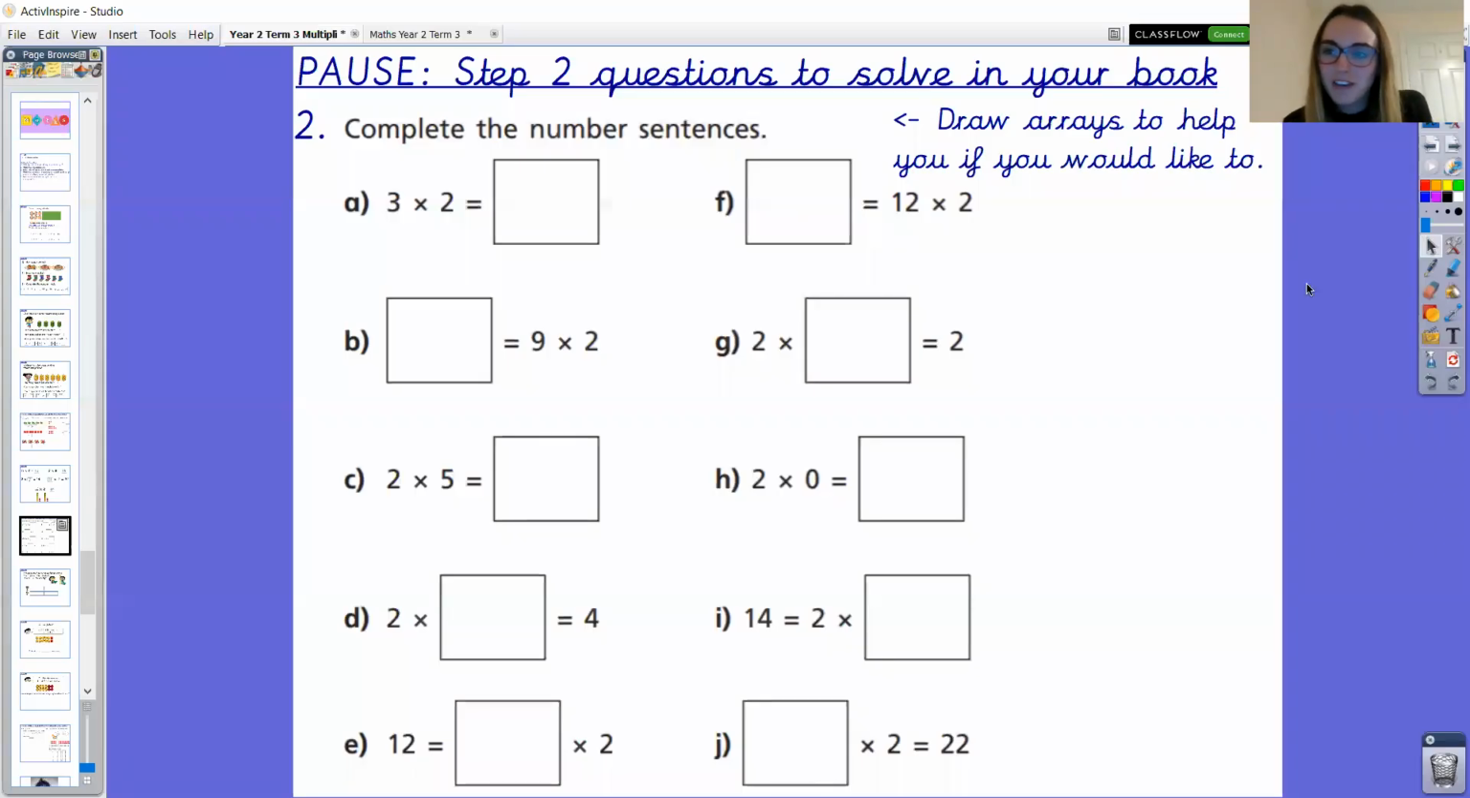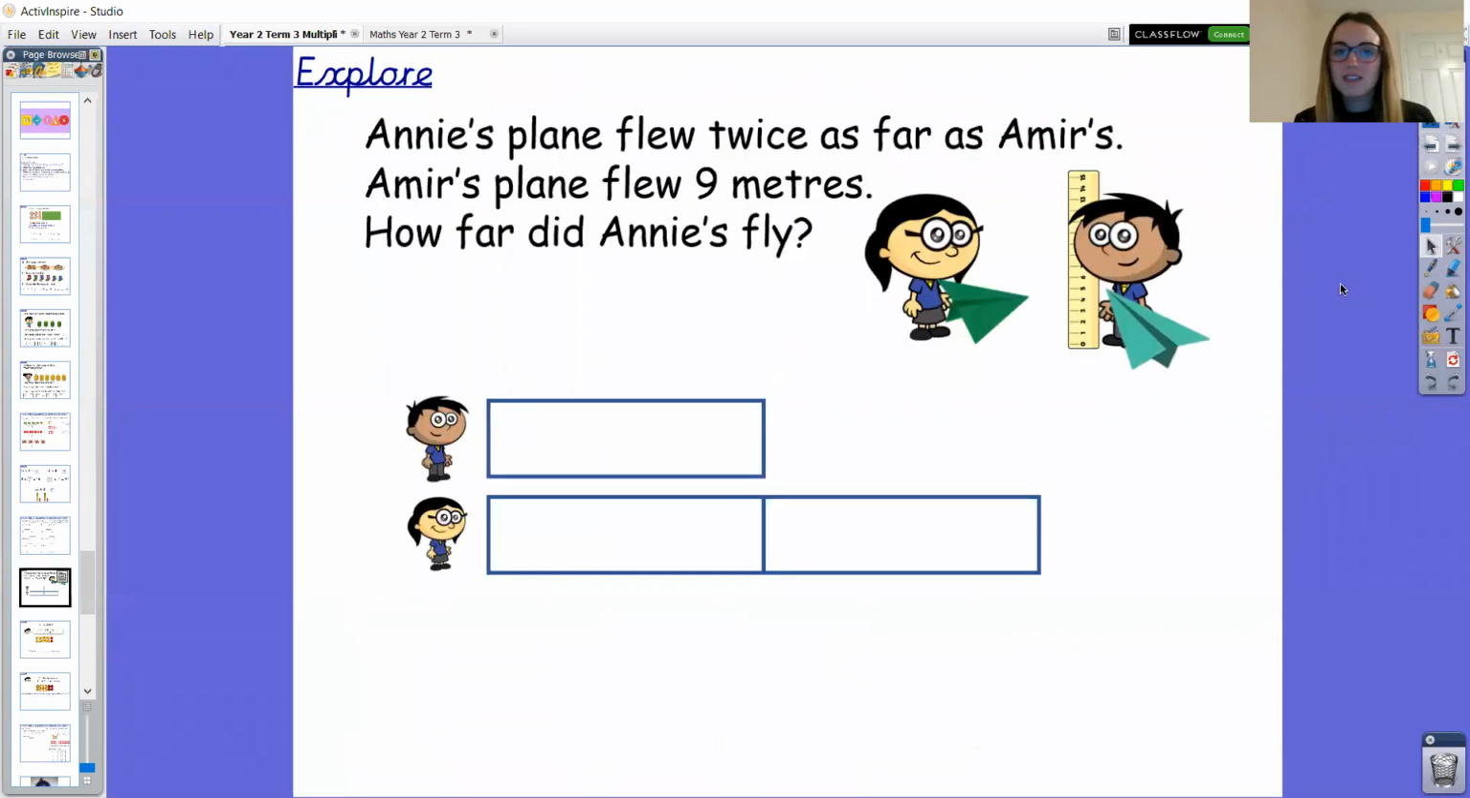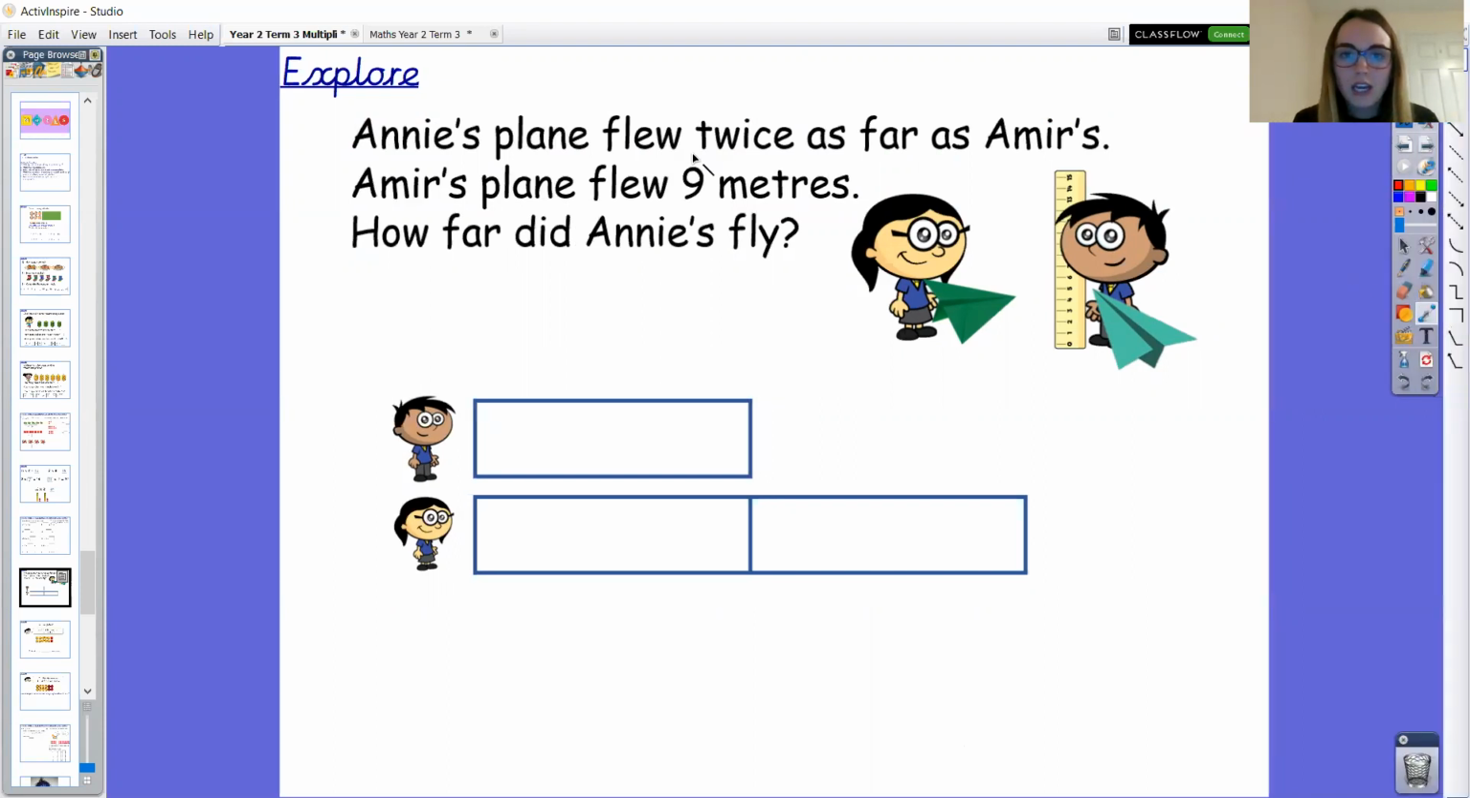Well done, Year 2. I hope you had fun writing out your 2 times table multiplication facts. Okay, moving on to exploring step 3, we have a word problem. It says Annie's plane flew twice as far as Amir's. So I'm going to underline the word twice because I think that's some key information. So when we think about the word twice, what does that mean? Well done, Year 2. So thinking about the word twice, it means 2 lots of, so 2 times, okay?